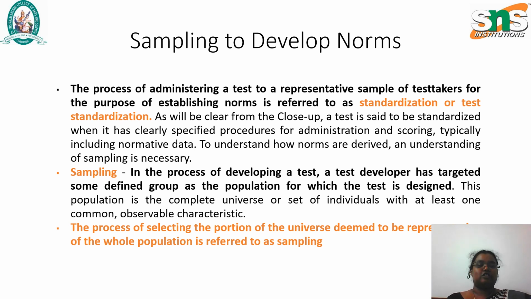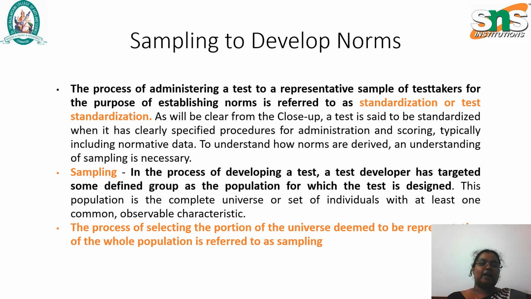Analysis and interpretation. The collected data is analyzed to generate norms such as percentiles, standard scores, and age equivalents. Norm tables provide reference points for interpreting individual scores and comparing them to the performance of the norm group. The importance of representative sampling.